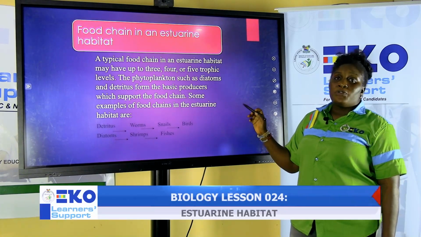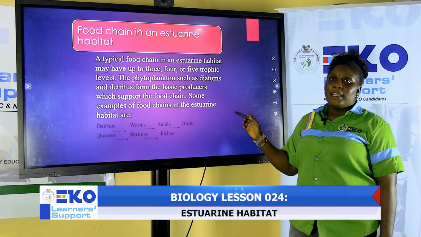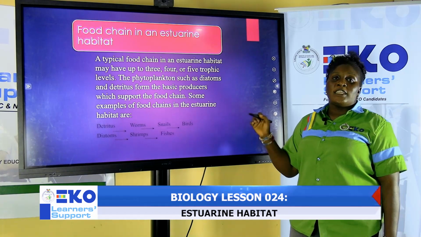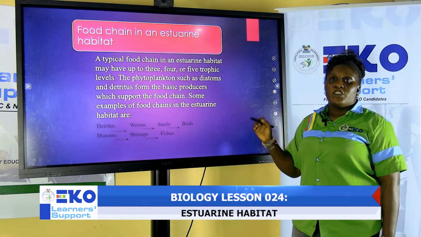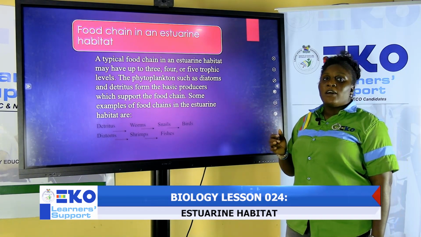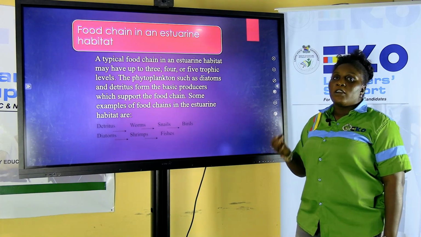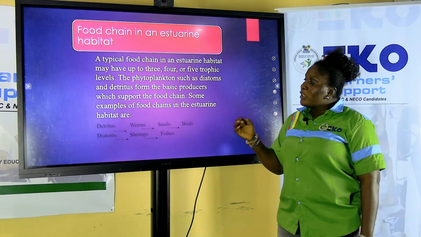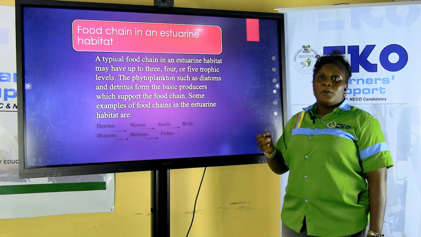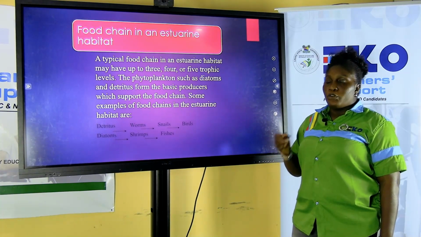Now let's move on to the food chain. Like I explained earlier, the food chain is a linear feeding relationship that shows how energy flows from the producer to the final consumer. And whenever we are talking of the food chain, it must start with a producer.